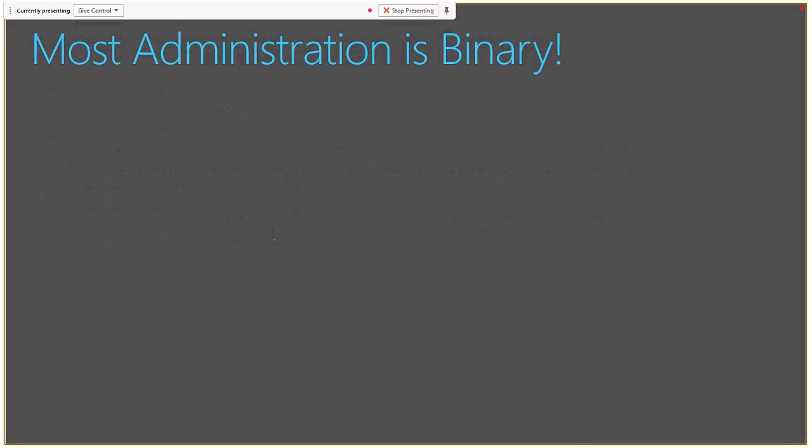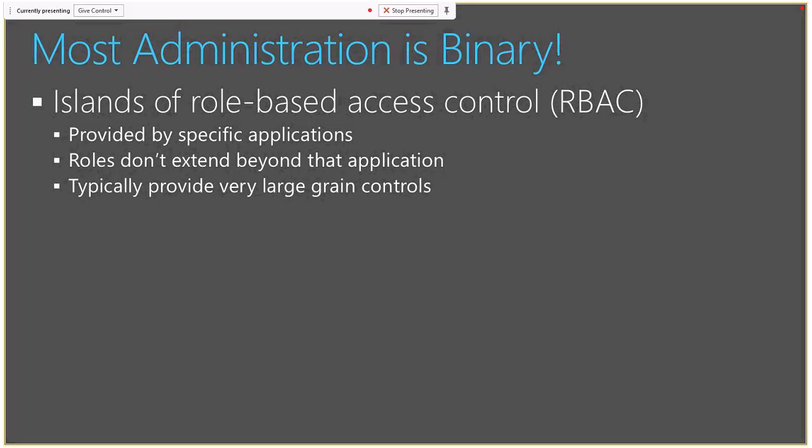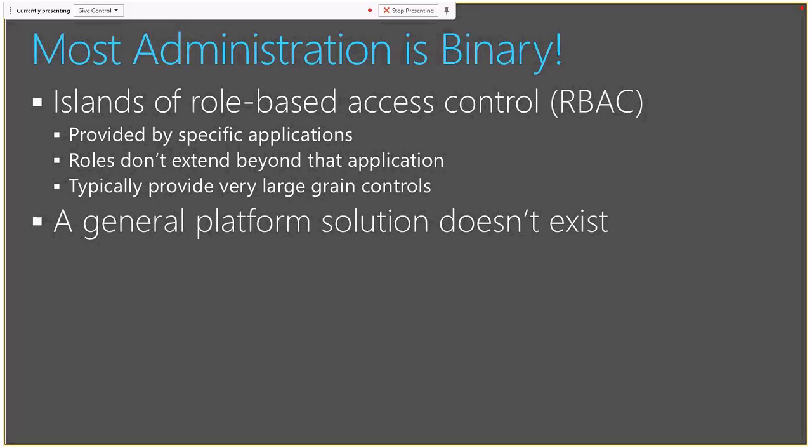And to compound this problem, most administration is binary. So what do I mean by that? Generally what it means is that either you're a full admin in Windows or you're not an admin, right? And we do have these islands of role-based access control, right, provided by specific applications, but these islands of RBAC typically only are suited for that application. They don't extend beyond the application. They don't provide control past the boundaries of that application. And typically, they're pretty large-grained about what you can allow users to do. There's no real general platform solution for Windows in terms of role-based access control of administrator actions.